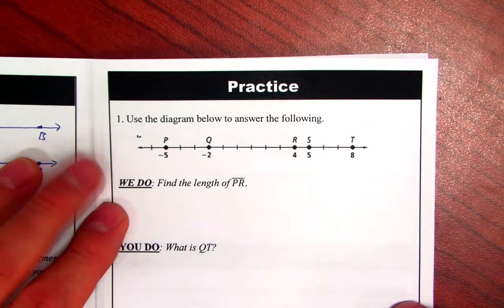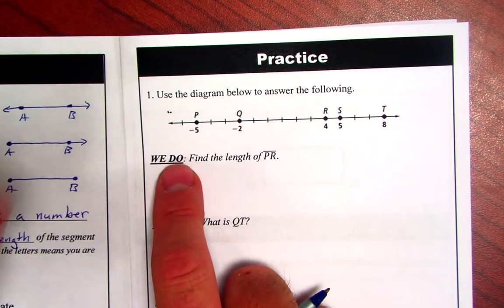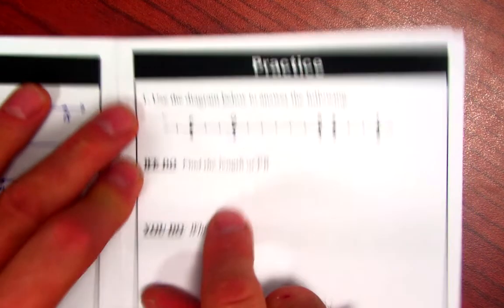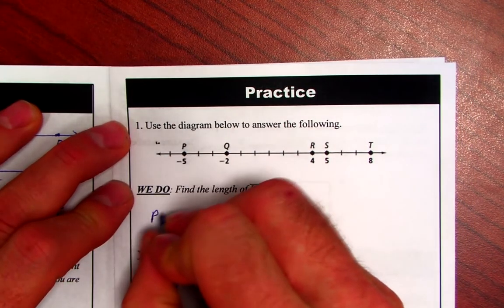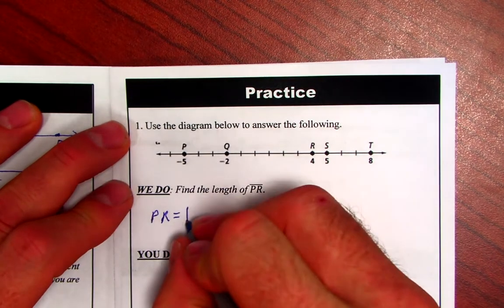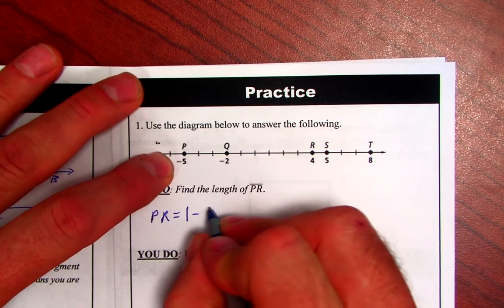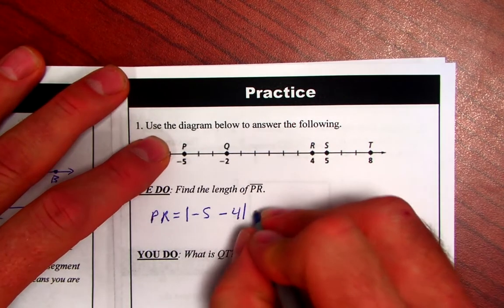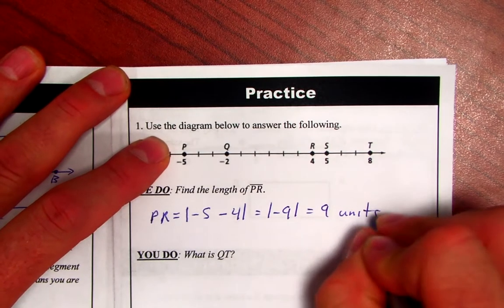Okay, so this page we're going to do a little practice. In my notes I have a we do problem and then I have a you do. So we'll do this one together and then I'm just going to let you do this one on your own. So in this case, it says find the length of segment PR. So that means we want to write PR equals. The length of segment PR is equal to the absolute value of one coordinate minus the other coordinate. So -5 is the coordinate for P, minus 4, which is the coordinate for R. So we got the absolute value of -9, which is 9 units.